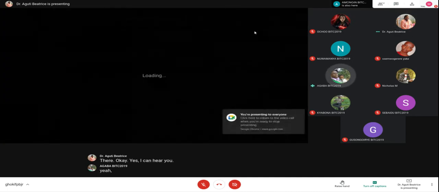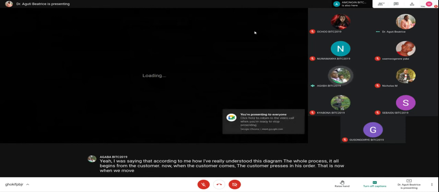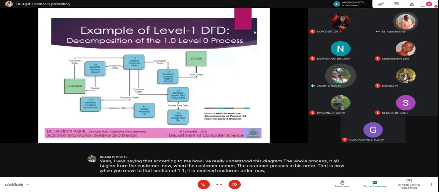I was saying that according to me, how I've understood this diagram, the whole process begins from the customer. When the customer comes, the customer places his order. Now when we move to that section of 1.1, it is receive customer order.